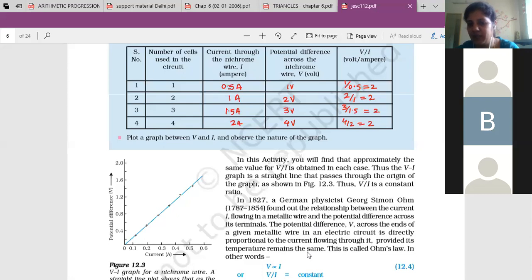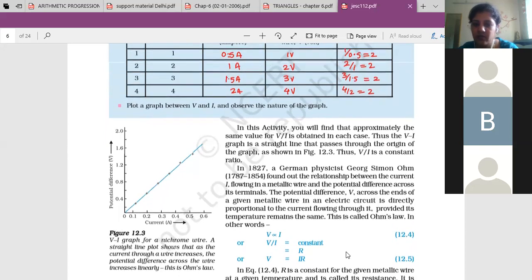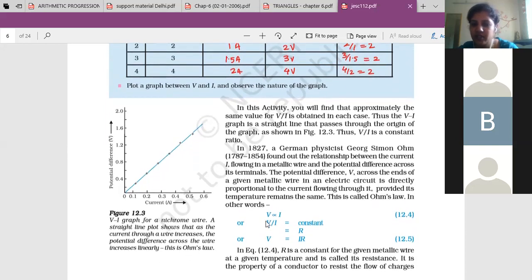Physical conditions like temperature, so the temperature should be constant. Then only this V by I ratio will be constant. And this is called Ohm's law. So in other words, V is directly proportional to I. V by I is equal to a constant, that is equal to R. So R is the constant of the given metallic wire at a given temperature, and is called its resistance.